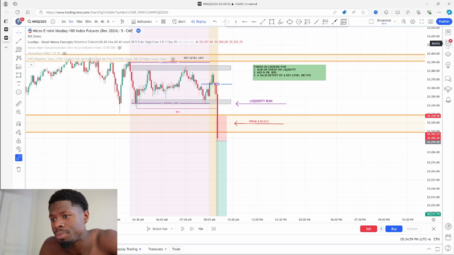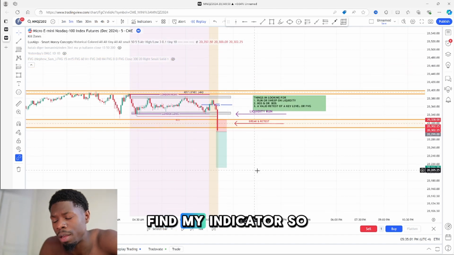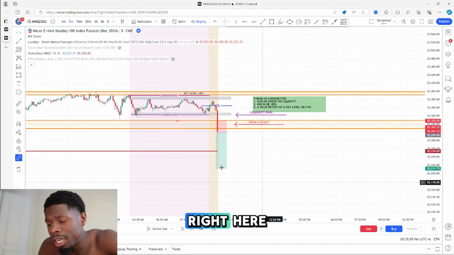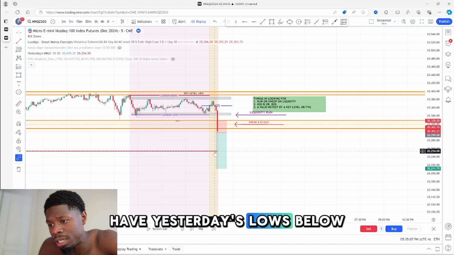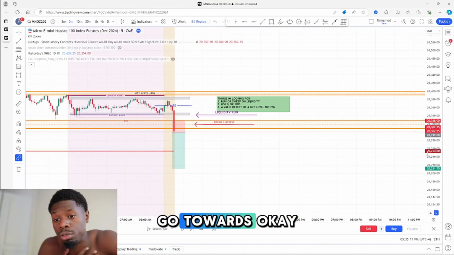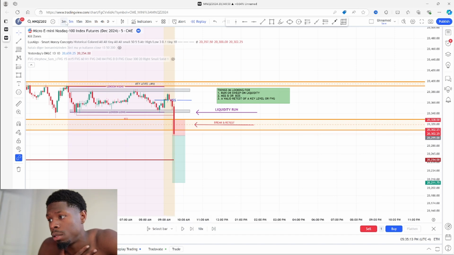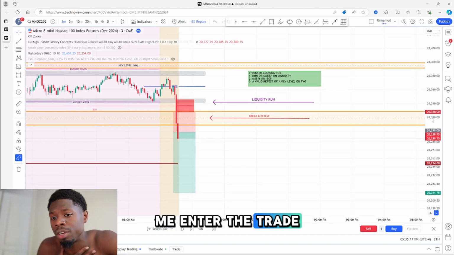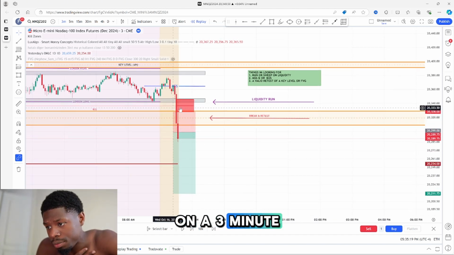Hold on, I'm trying to find my indicator so I can see. Well, looking right here, we see that we have yesterday's lows below for the market to go towards, okay? Let's go down to the 3-minute chart. This is what made me enter the trade on the 3-minute, right?